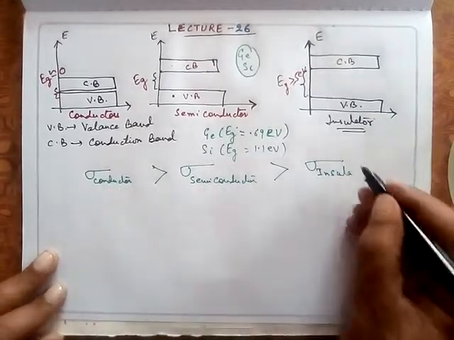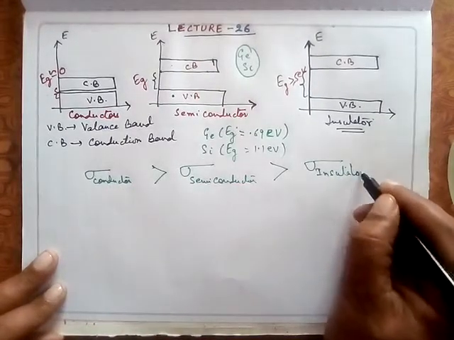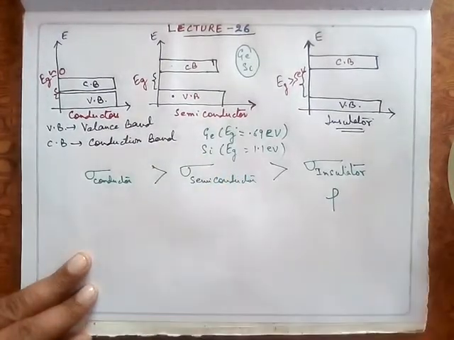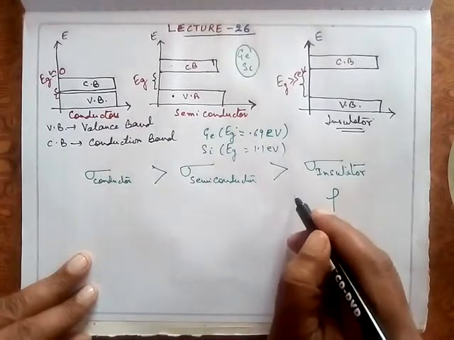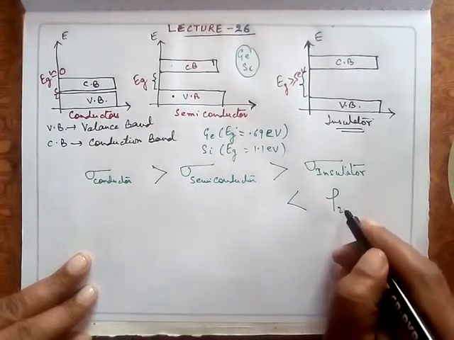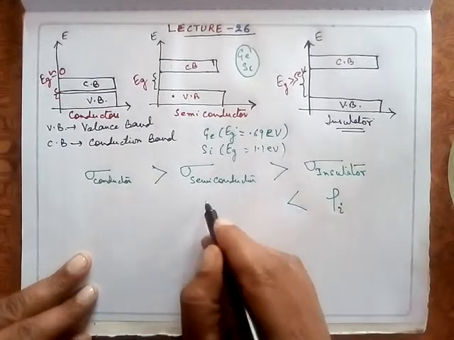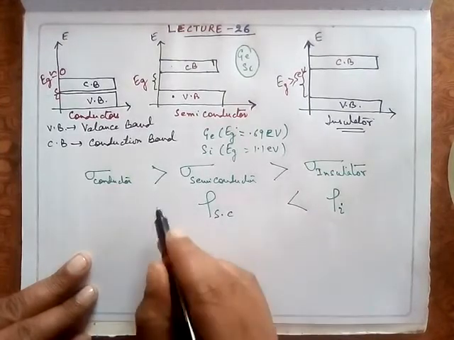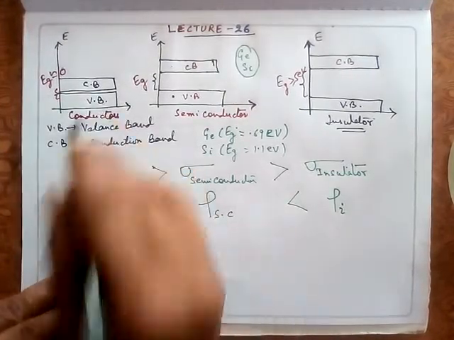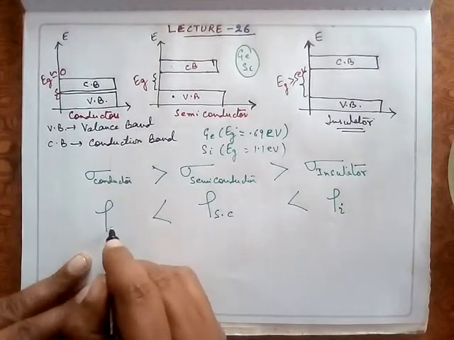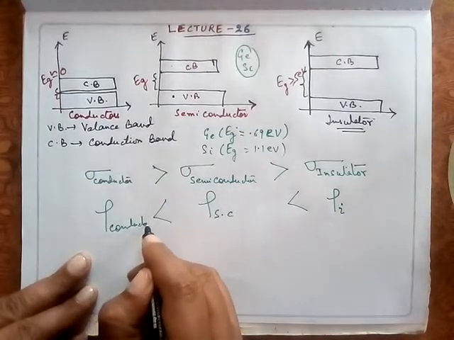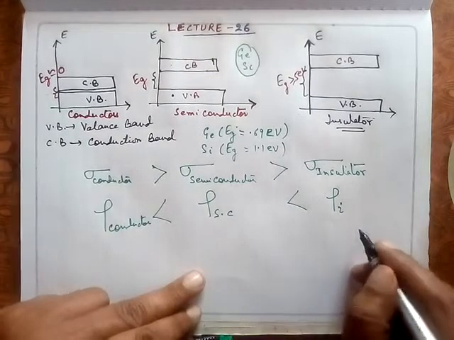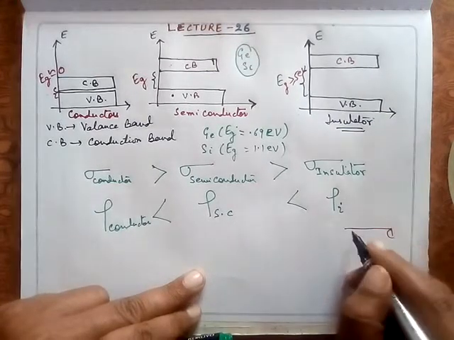Here sigma represents the conductivity. On the other hand, if I talk about the resistivity rho, this rho is maximum in case of an insulator, then for a semiconductor, and resistivity is minimum for a conductor. Let me recall what we mean by conductivity and resistivity. Suppose this is a material of length L.